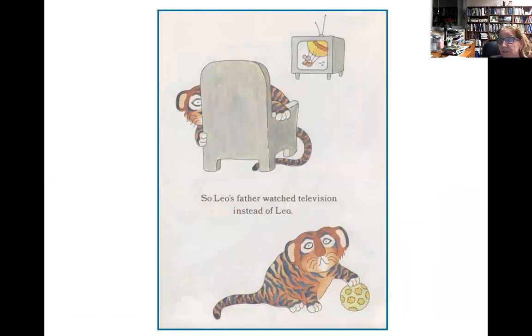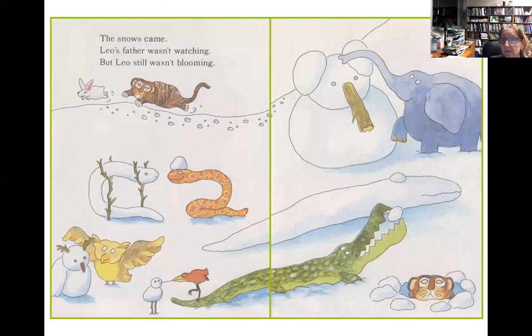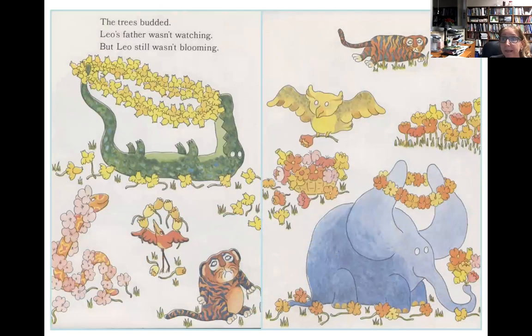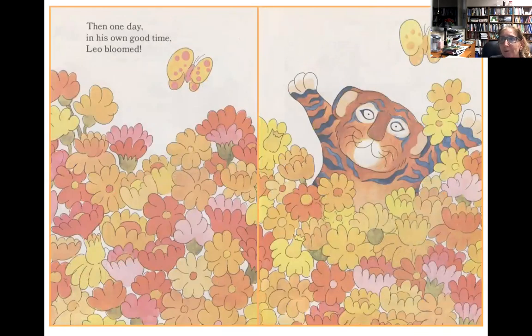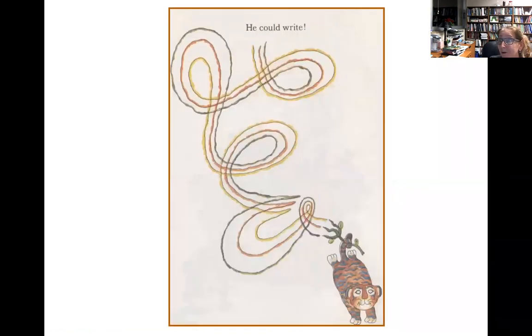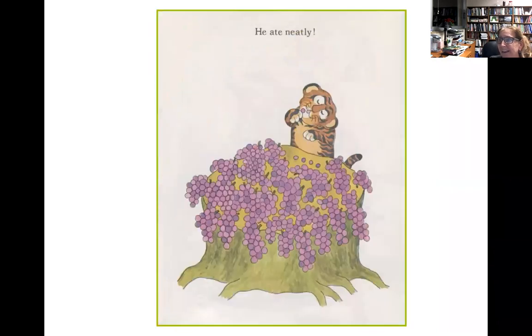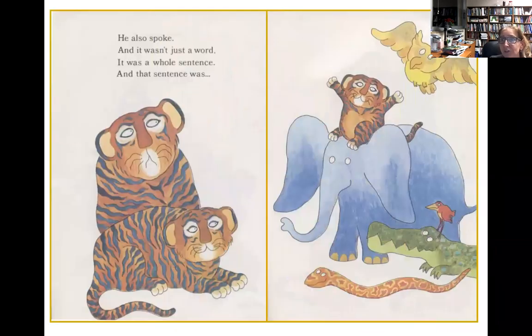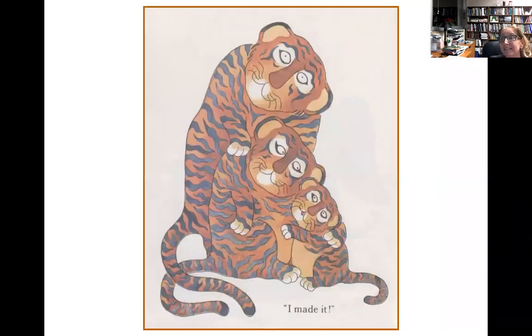So Leo's father watched television instead of Leo. The snows came. Leo's father wasn't watching, but Leo still wasn't blooming. The trees budded, and Leo's father wasn't watching, but Leo still wasn't blooming. Then one day, in his own good time, Leo bloomed. He could read, he could write, he could draw, he ate neatly. He also spoke, and it wasn't just a word, it was a whole sentence. And the sentence was, I made it.